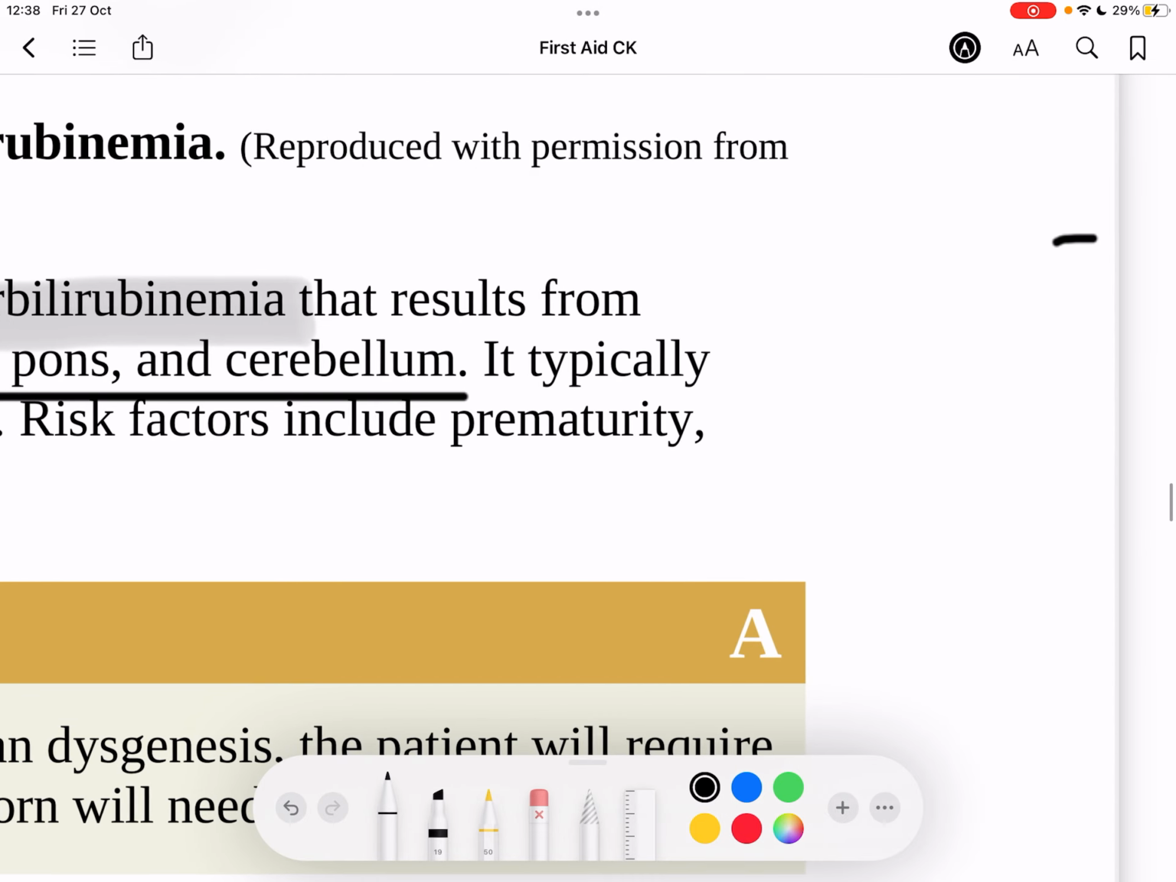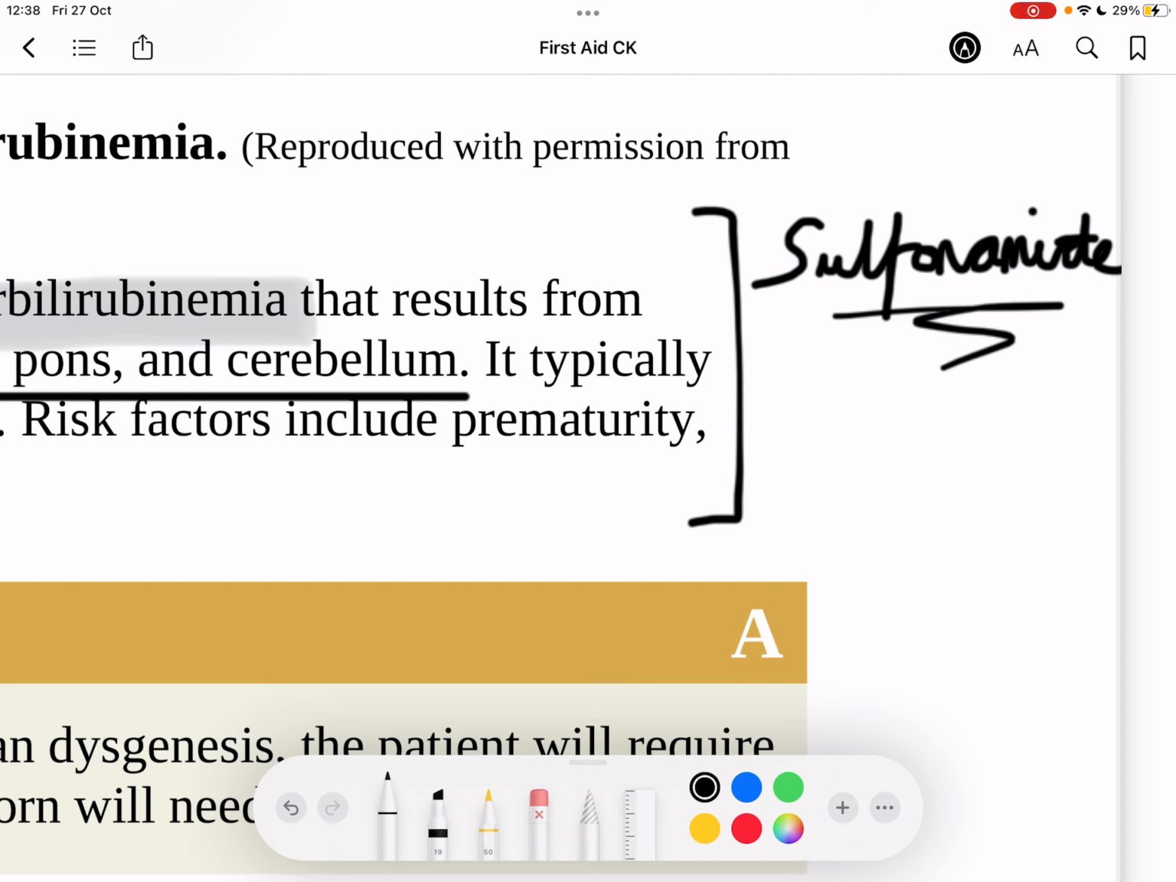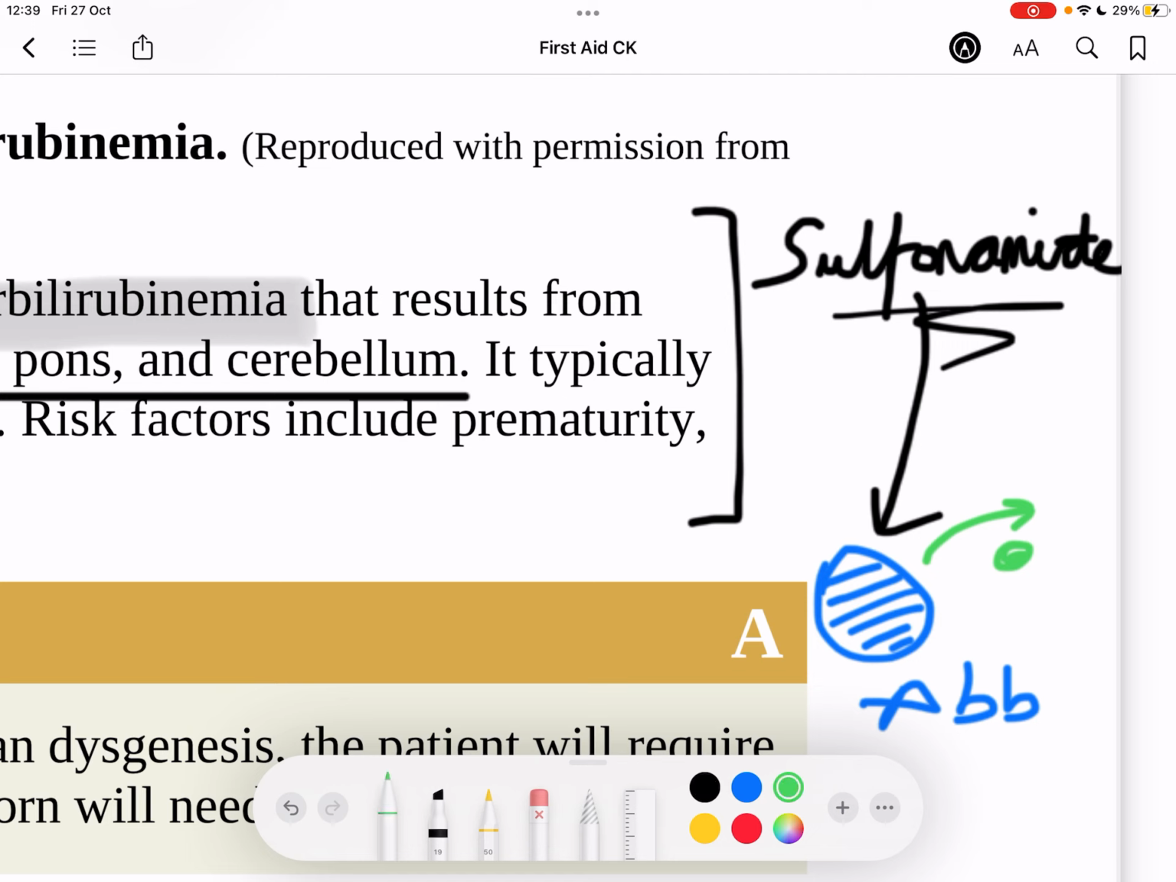Just a high yield pharmacological association is something to do with sulfonamide antibiotics, okay? Usually we do not give sulfonamide antibiotics in neonates. The reason is because this specific antibiotic displaces unconjugated bilirubin off of albumin, okay? So the blue represents albumin, and the sulfonamide is going to come along and displace the unconjugated bilirubin, represented in green, off of the albumin. And that can then predispose to kernicterus, okay?